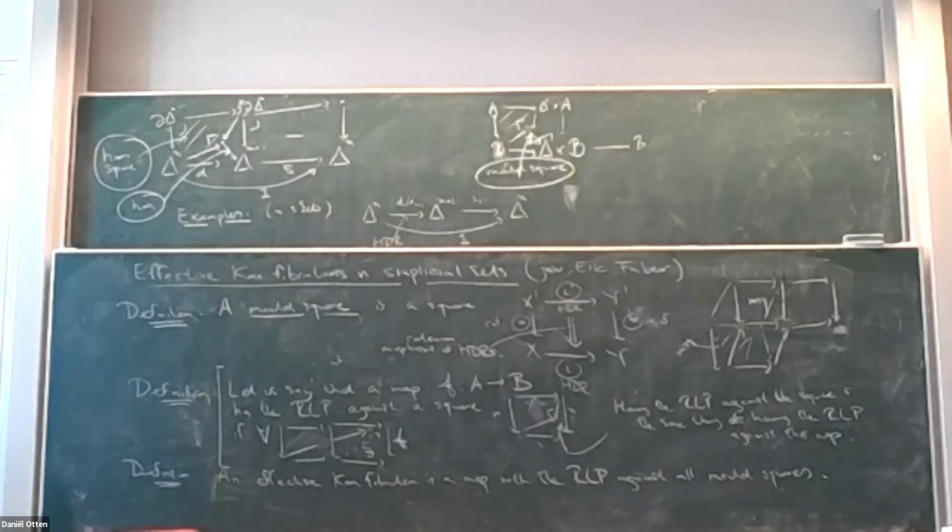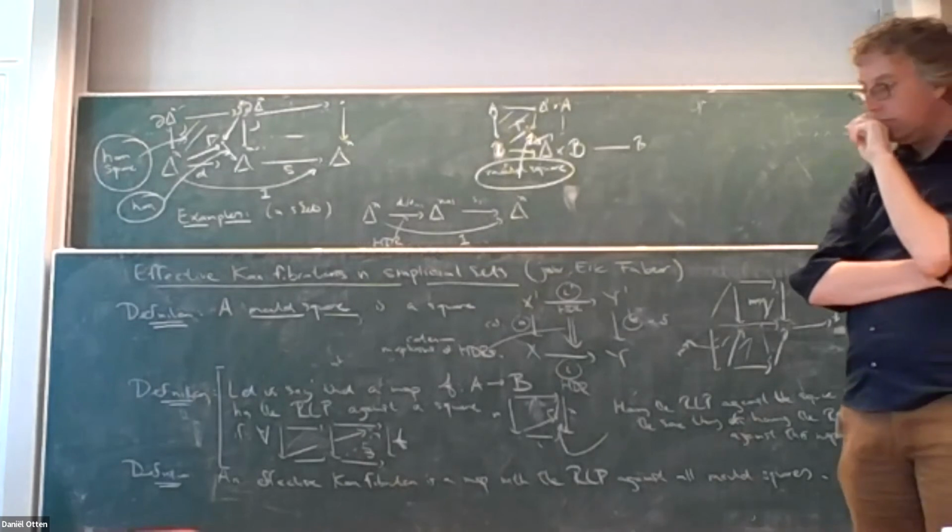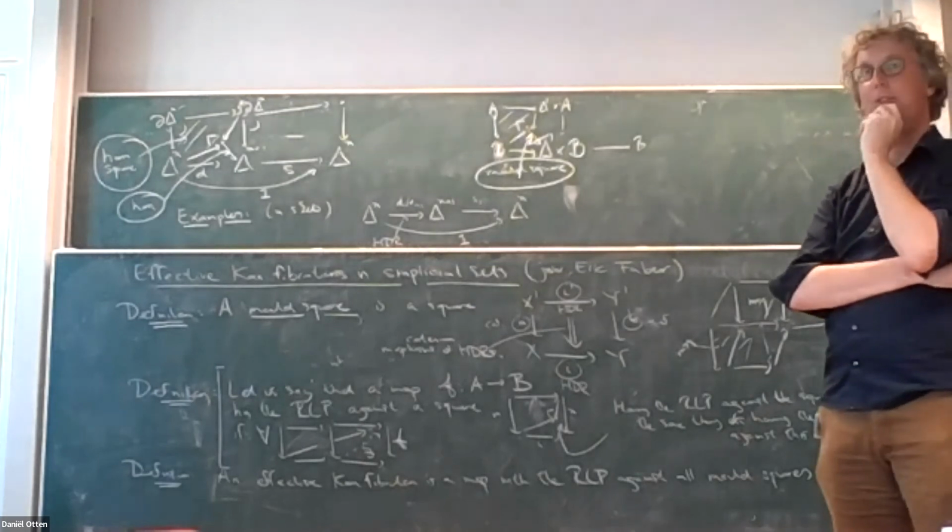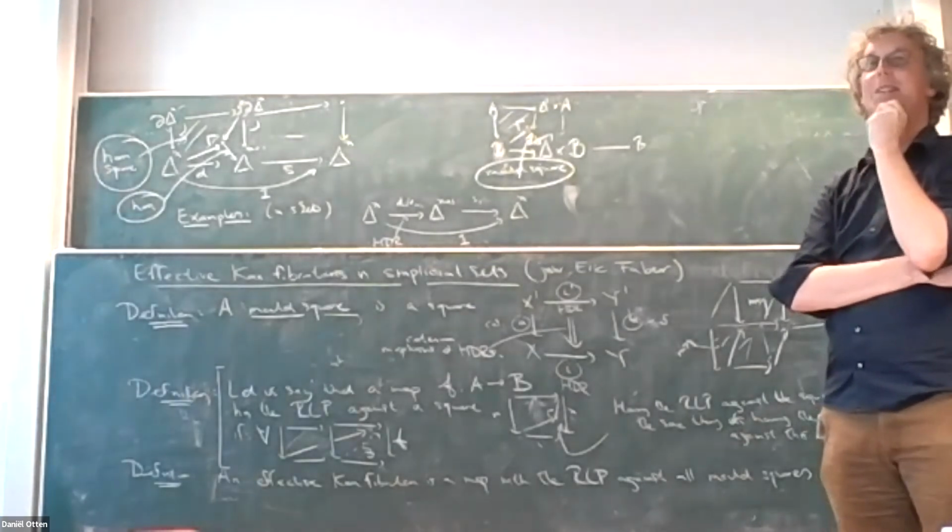Yes. How far are you from having the model structure? You introduced some weak factorization systems, but then you made sure that you added the word auxiliary. Yeah. So there's still a bit of work to do. That's the honest answer.